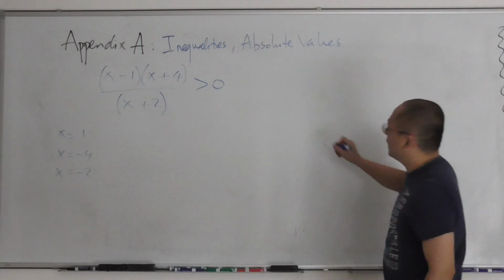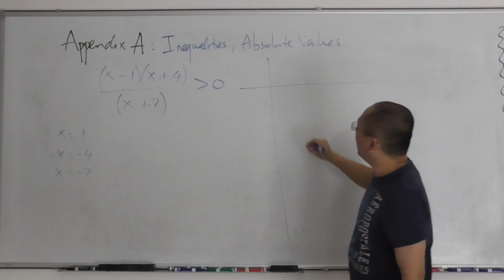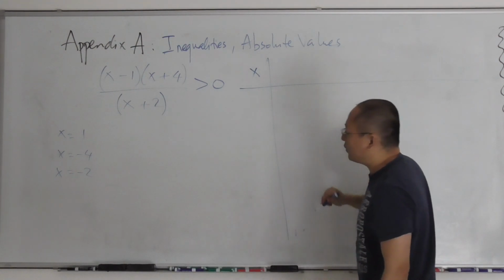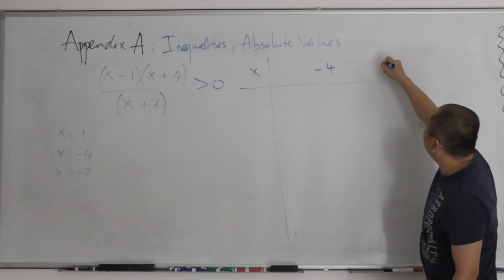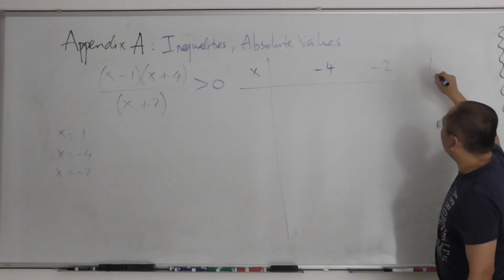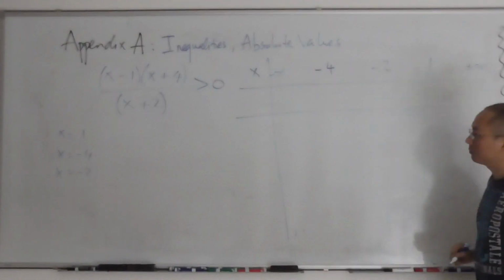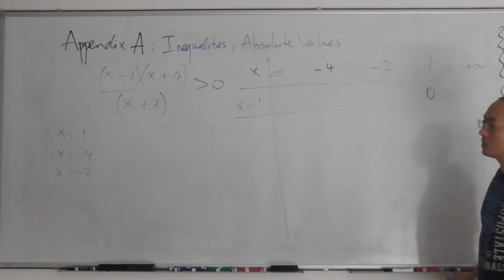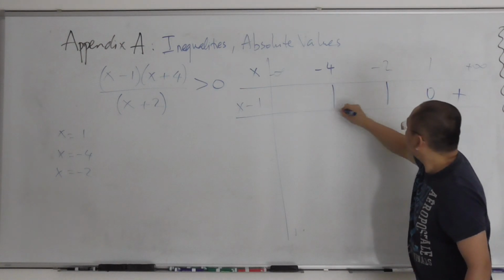I'm going to construct a sign table one more time. Okay, this time my sign table is going to be even bigger than the previous one. X, I have three values. Okay, well, we have to arrange them in increasing order. So smallest first, negative 4, and then negative 2, and then 1, all the way to positive infinity. Well, this is all the way to negative infinity. Okay, and we're going to take care of one factor at a time. How about x minus 1 first? The 0 here is x equal to 1. X bigger than 1, positive. Less than 1, negative.